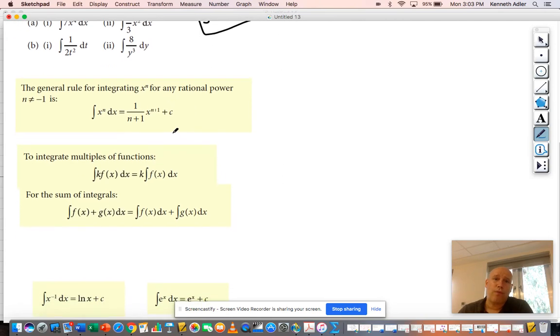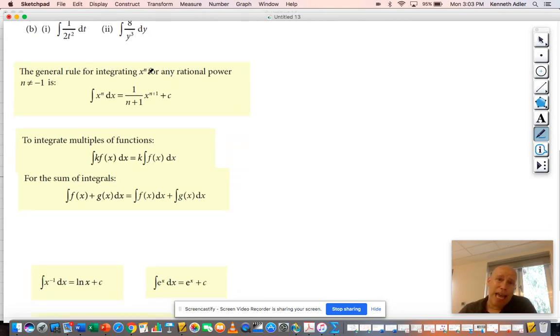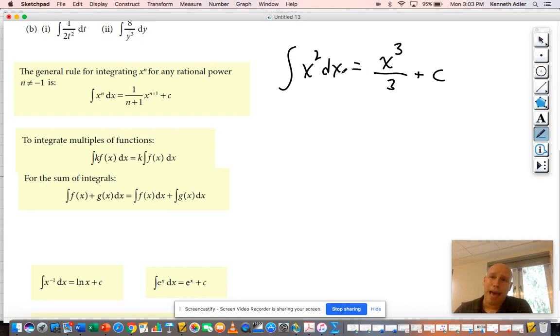So the general rule for integrating any x to the n is, the integral of x to the n dx is 1 over n plus 1, x to the n plus 1. So the integral of x squared dx is equal to x to the third over 3. So you add the 1, put the 3 on the bottom, and add the c. You must put the squiggly line, and you must put this dx. We'll talk about that another time. What is the integral of x to the ninth dx? Well, you add the 1, put the 10 in the denominator, and add c. Done.